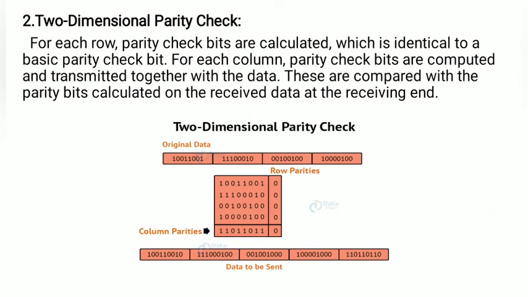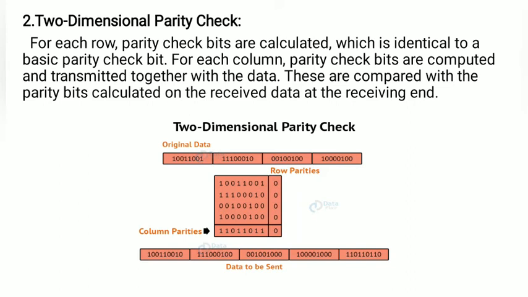Next, two sets of parity bits are generated: the longitudinal redundancy check, LRC, and the vertical redundancy check, VRC. LRC means longitudinal redundancy bits, VRC means vertical redundancy bits. LRC indicates the parity of rows and VRC indicates the parity of columns. That is called the two-dimensional parity check.